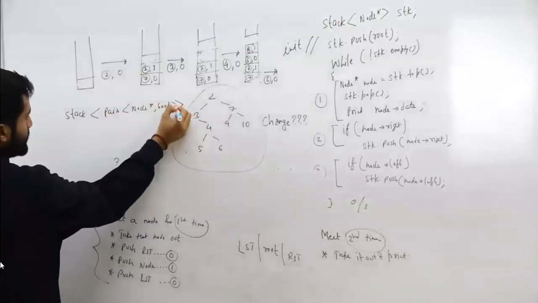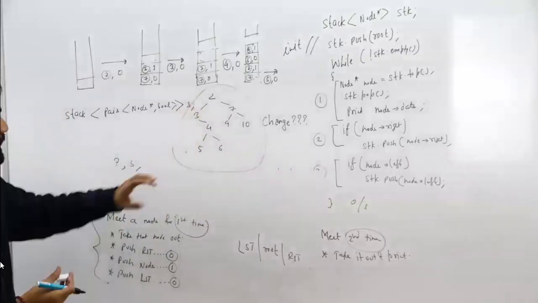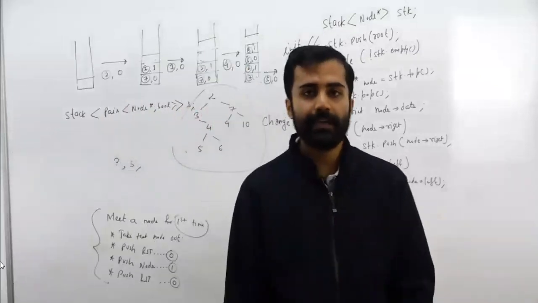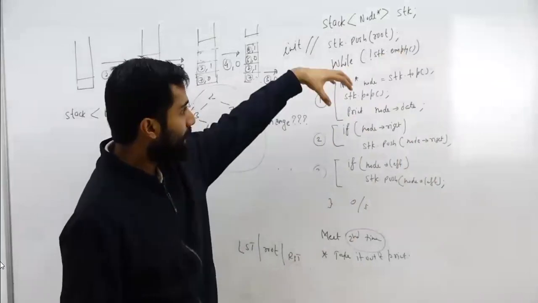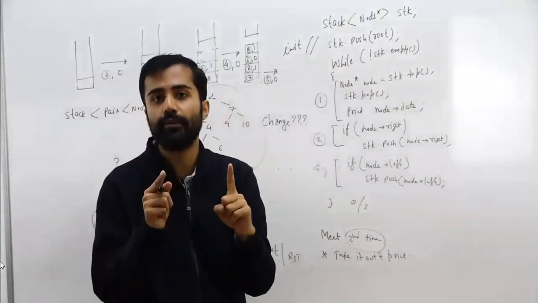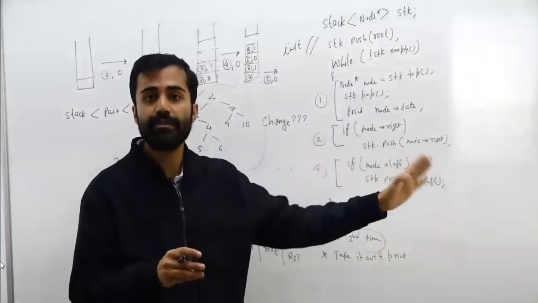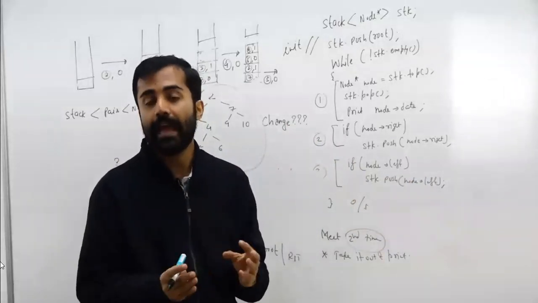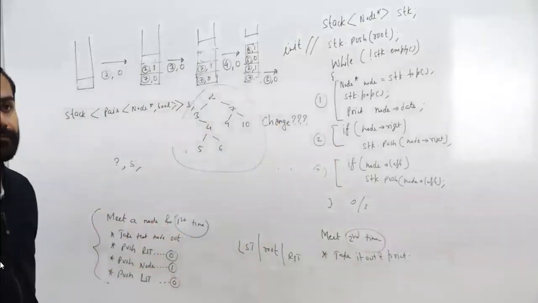This is what you need. And you will initialize your stack by pushing root, comma, 0 or root, comma, false. And then you have the same logic that while your stack is not empty, you take out the topmost element. Once you take out the topmost element, the first thing that you do is you check whether its flag is 0 or 1. If the flag is 1, just print it because it is being seen for the second time, correct? And if the flag is 0, then follow this rule, correct?